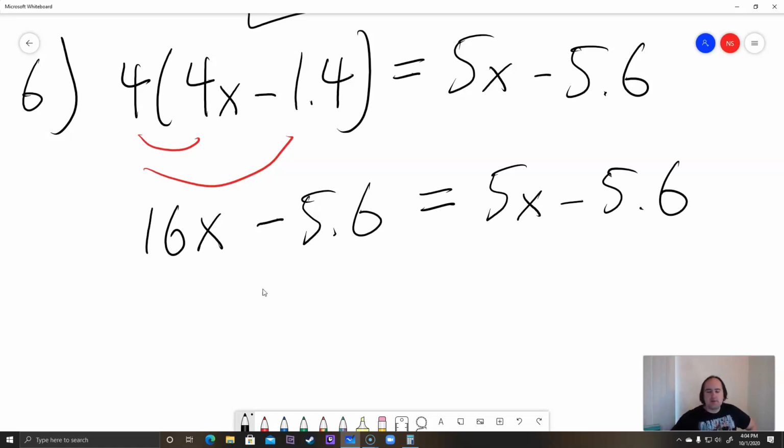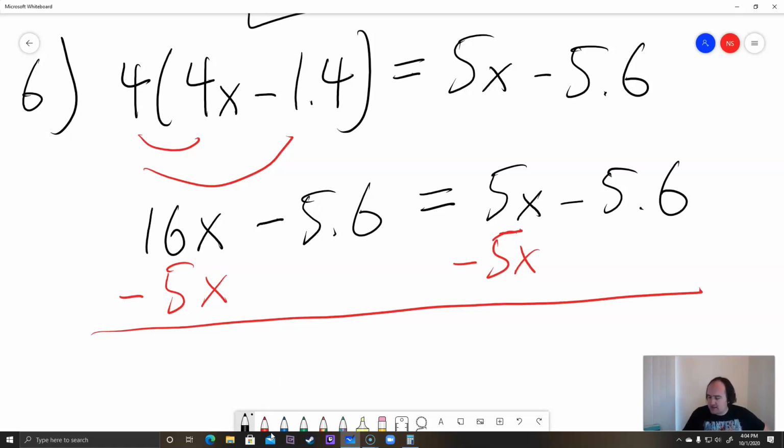Okay? And then because we have a variable on both sides, remember we have to get rid of one of the variables. So we either have to get rid of the 5x or the 16x. And I say get rid of whichever one has a smaller coefficient. So here 5x is a smaller coefficient than 16x. So we're going to get rid of the 5x. How do you get rid of positive 5x? You subtract 5x from both sides. Okay, so in this next step we're going to minus 5x from both sides.